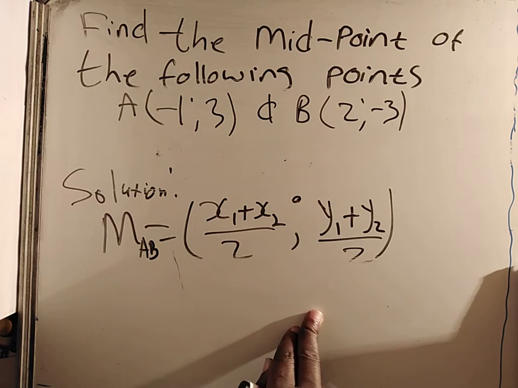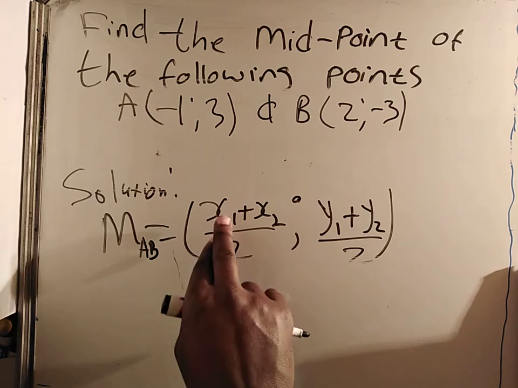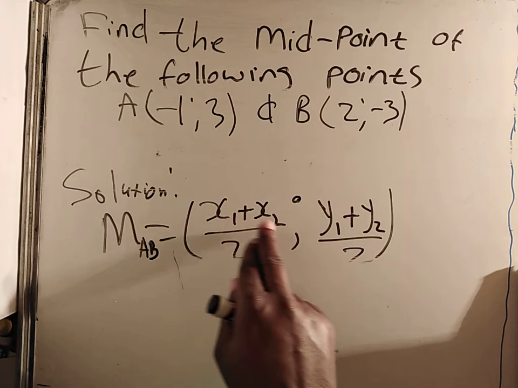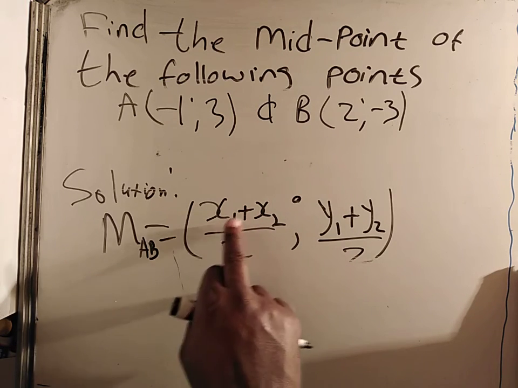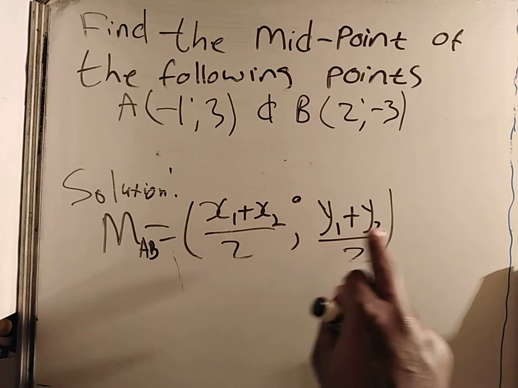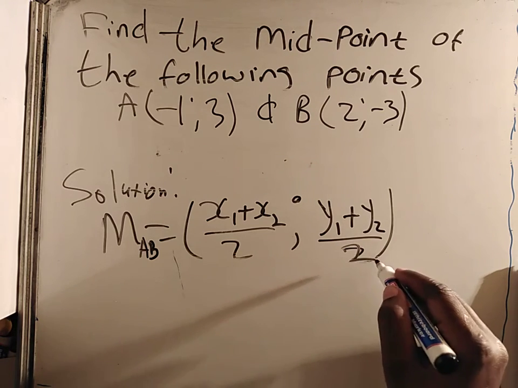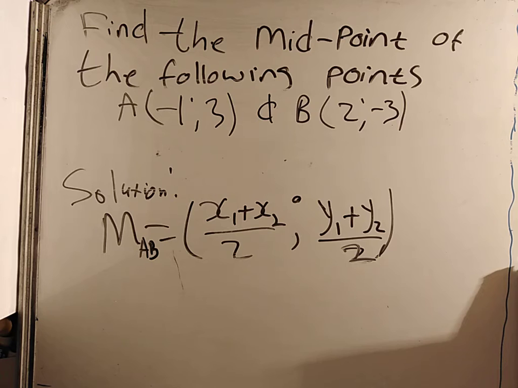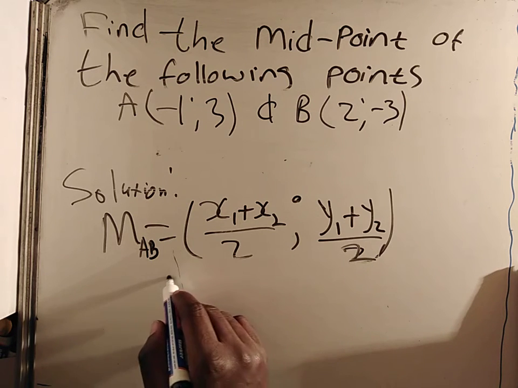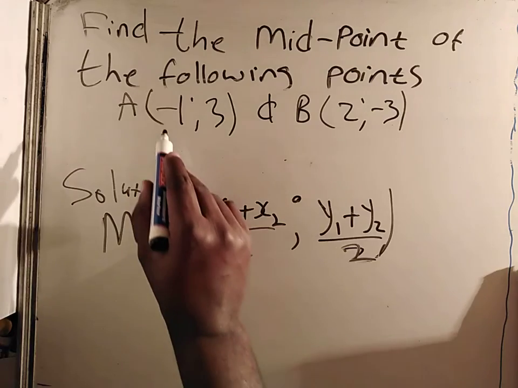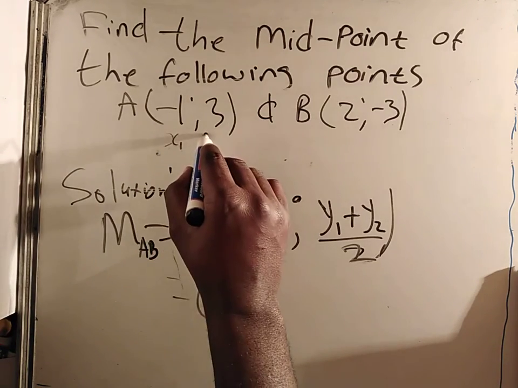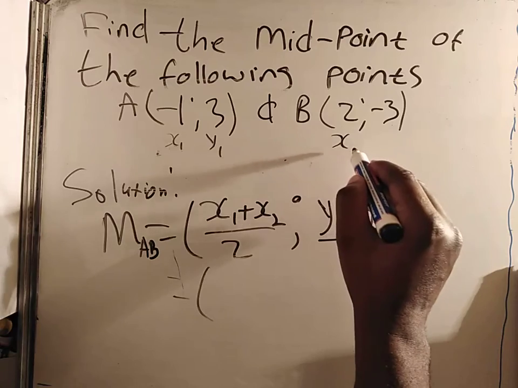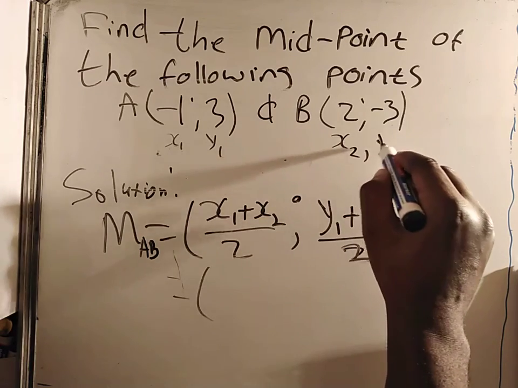The formula is still exactly the same, unless you decide to personalize these two things. You can say XA and then XB, and then you can say YA and YB, all divided by 2. It doesn't matter, or you can leave it like this, as long as you are able to locate these points where they are. All right, great. So what is x1? So x1 is this one. x1, and then this is y1, and then this is x2, and then y2.